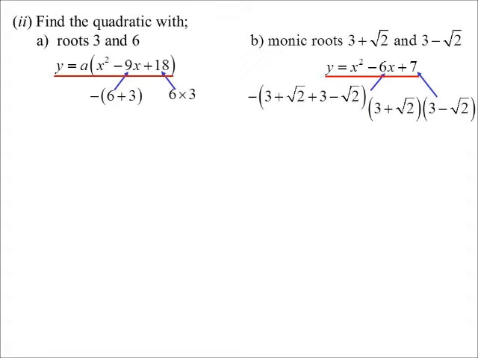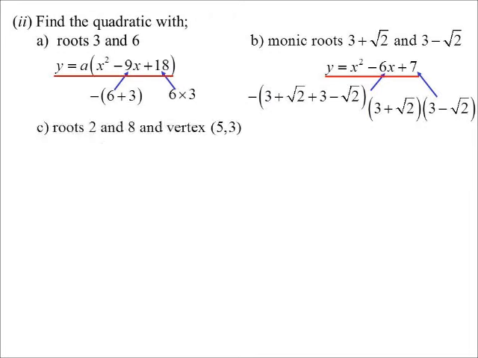So there it is. Difference of 2 squares gave me 7. Add them together, the conjugates cancel out, and we get minus 6. And the reason I haven't multiplied by a this time, there's another word there, monic. If you see monic, it means the coefficient of x squared is 1.